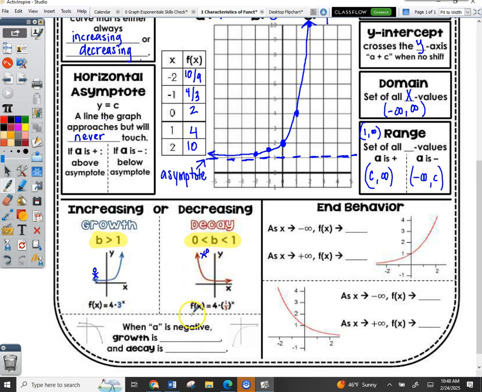Here, what's the runner doing? Going down. Now, you do have to be careful though, because look at this picture right here. This picture looks like the runner would be doing what? Going down, right? This is actually when A is negative, the growth is, it's going to look like it's decreasing, okay? So you have to be careful.